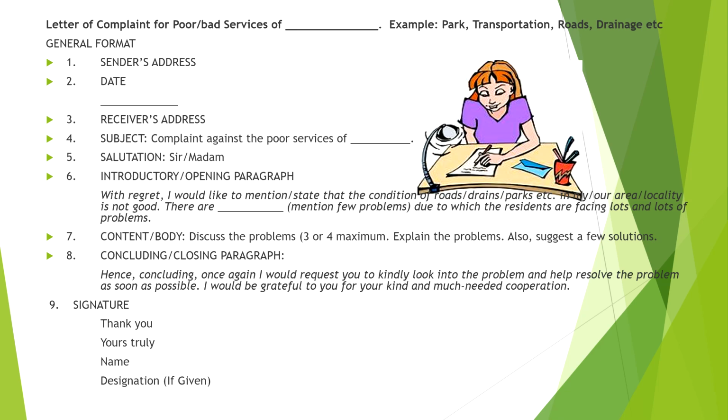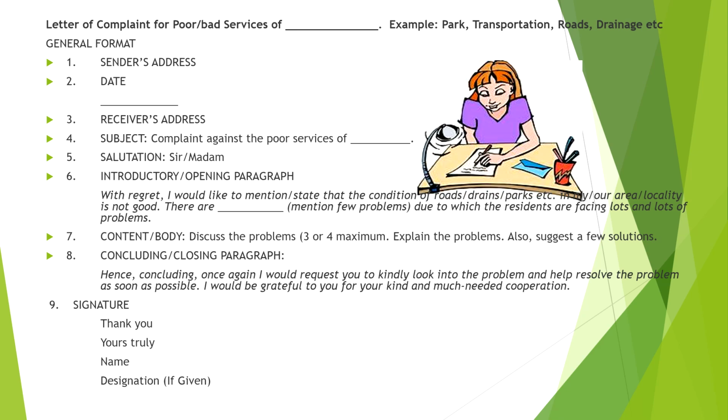Suppose it is roads. Like in the previous letter, where I took the example of a laptop, let me take the case of poor roads. Then here you mention that many fatal accidents have occurred due to the poor road condition in our locality. Then you can also mention that the residents are facing lots and lots of problems. Then come down to the content and body. The same rule goes here: discuss the problems. If the question paper has asked you for some remedies or remedial measures to be taken, do mention them.